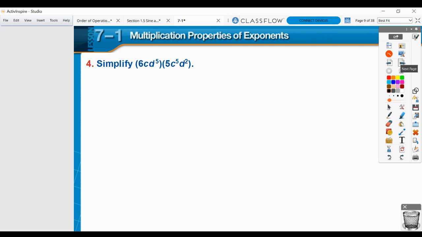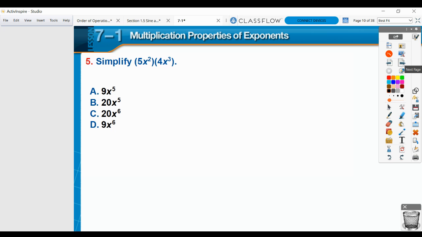Okay, the next one, you have 6cd to the 5th times 5c to the 5th d to the 2nd. Look at the coefficients first. So you have 6 times 5, which is 30. And then just take it piece by piece. Look at each single variable. So you have a c here and a c to the 5th here. So what exponent is with this c? It's a 1. So 1 plus 5 would be 6. And then d to the 5th and d squared, 5 plus 2 is 7.